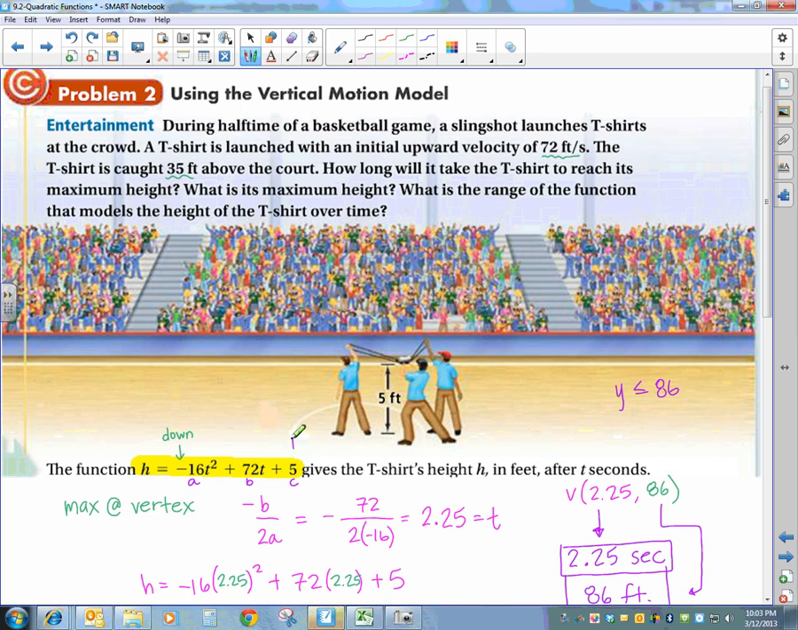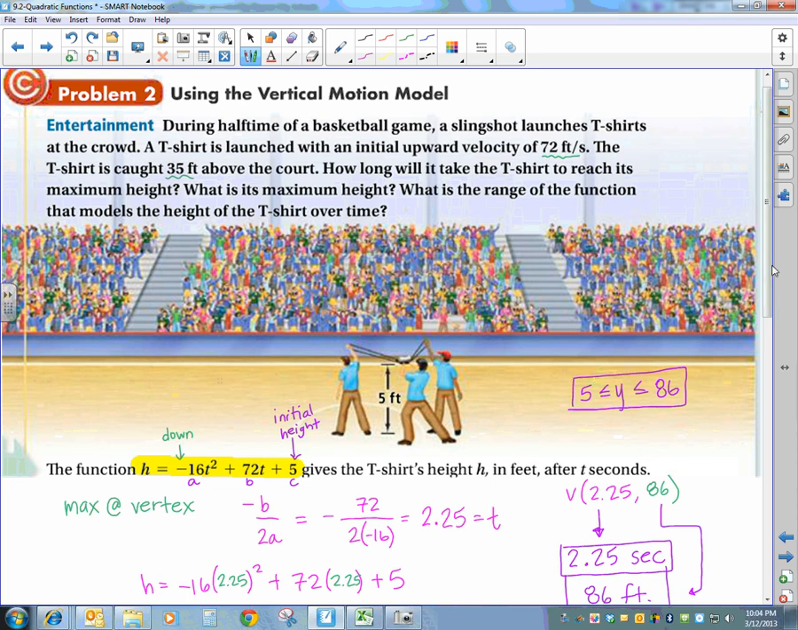It also tells us that the t-shirt is caught 35 feet above the court, but what's really most important is where did it start? And that would be at a time 0. How high was it at time 0? So if t is 0, this term falls out, this term falls out. So that actually gives us what we call the initial height. And so that also happens to be the minimum height. So the range of my t-shirt over time is between 5 and 86 feet.